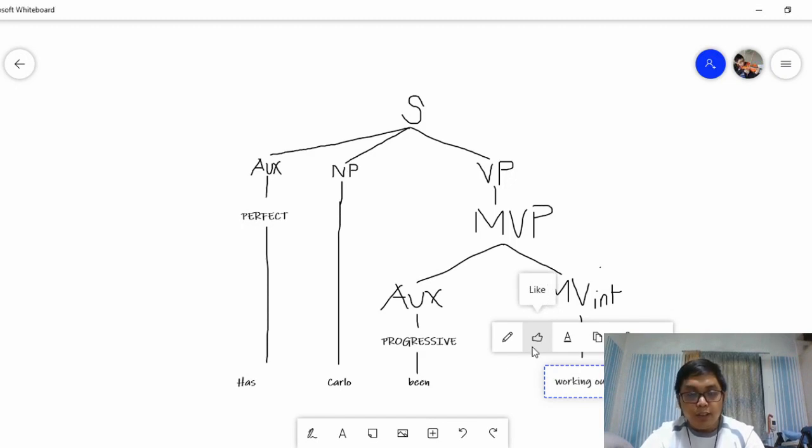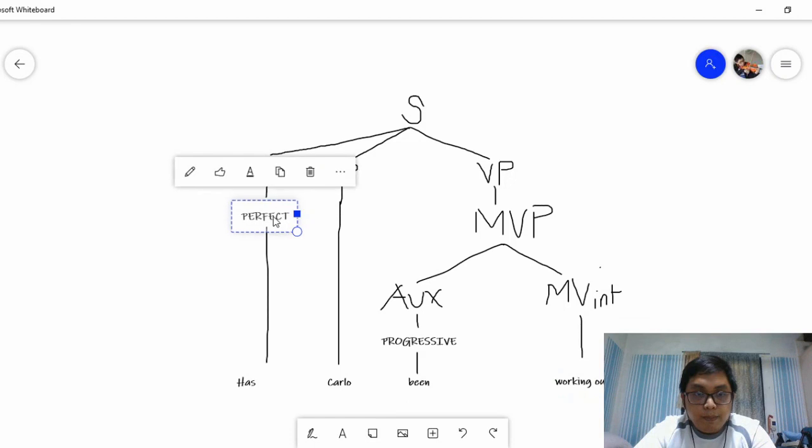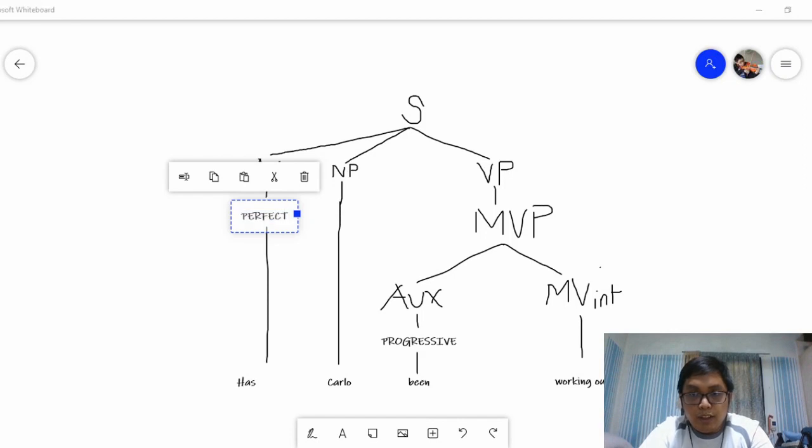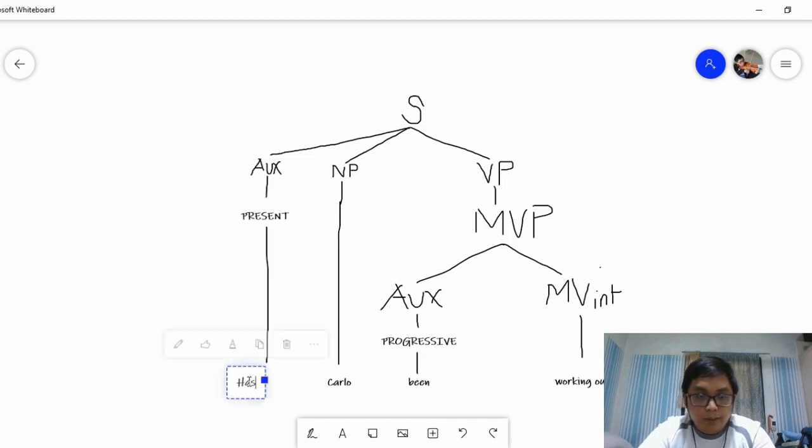And if we now proceed to the next sentence, which is Carlo working out? It's also the same way, but we're just going to change some parts of these. The first one, let's change this one. Since the sentence there is Carlo working out, you need to change that into present. This one now becomes is. And then for this, let's try to change it into one single constituent, which is working out.